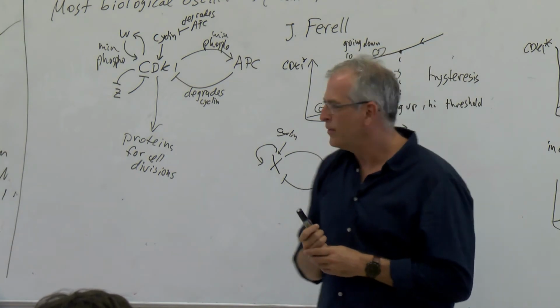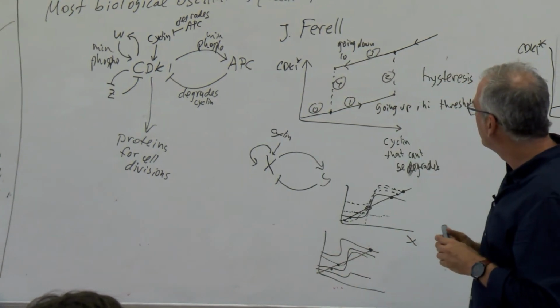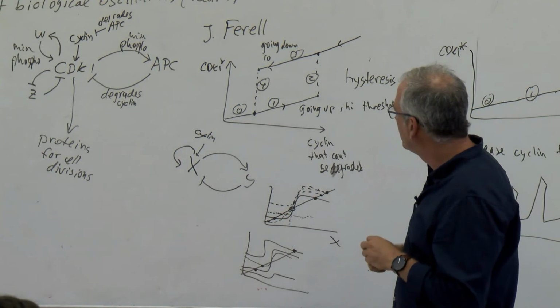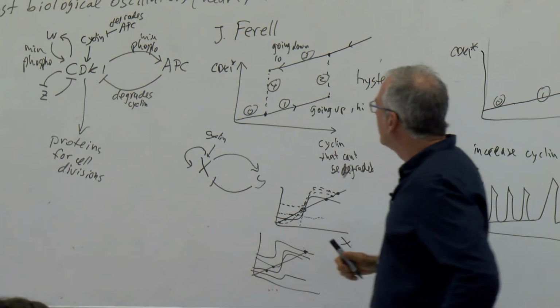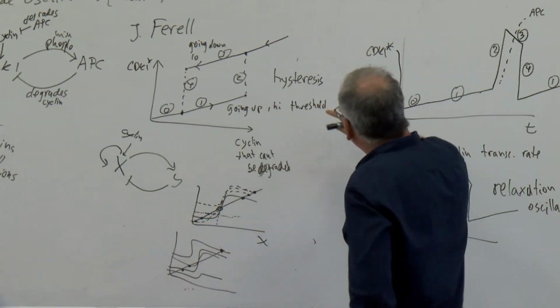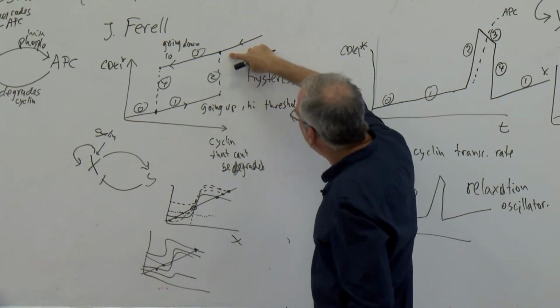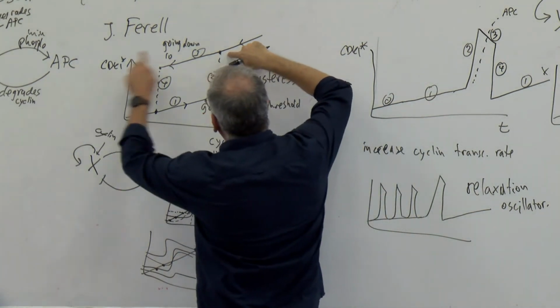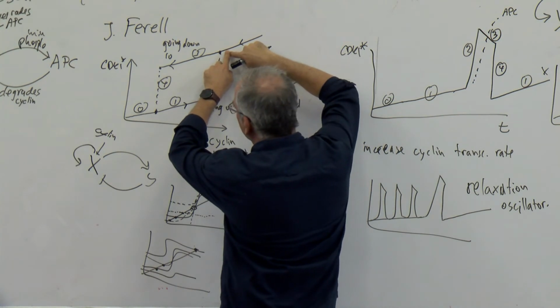Yeah. At number 4, when it goes down, is that because APC has reached some critical point to start inhibiting CDK1? And so when CDK goes high, it phosphorylates APC, and then APC starts degrading cyclin. Cyclin goes down.